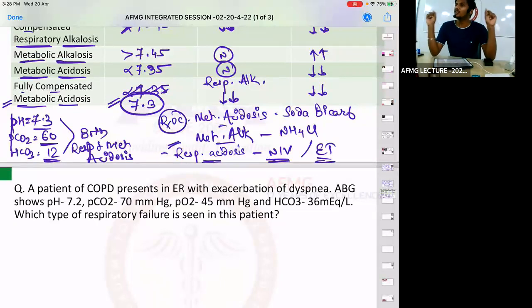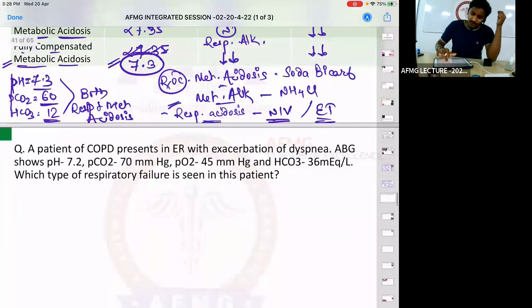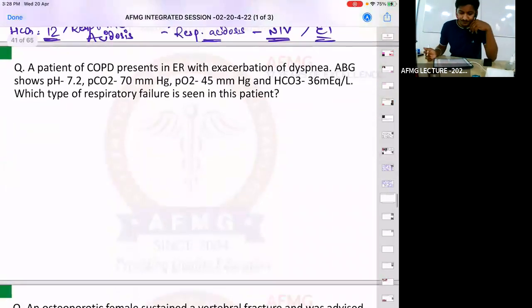So a COPD patient, if coming to you with respiratory acidosis or alkalosis, the answer should be either non-invasive ventilation or endotracheal intubation. What do you have to do? Supply of oxygen, so that should be done. I'll explain when we need to do that.